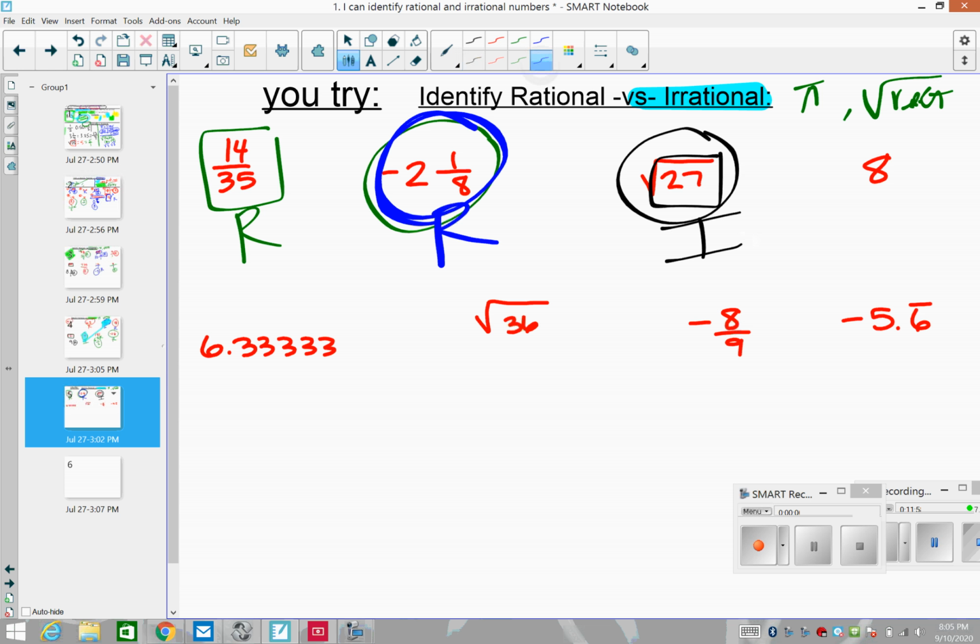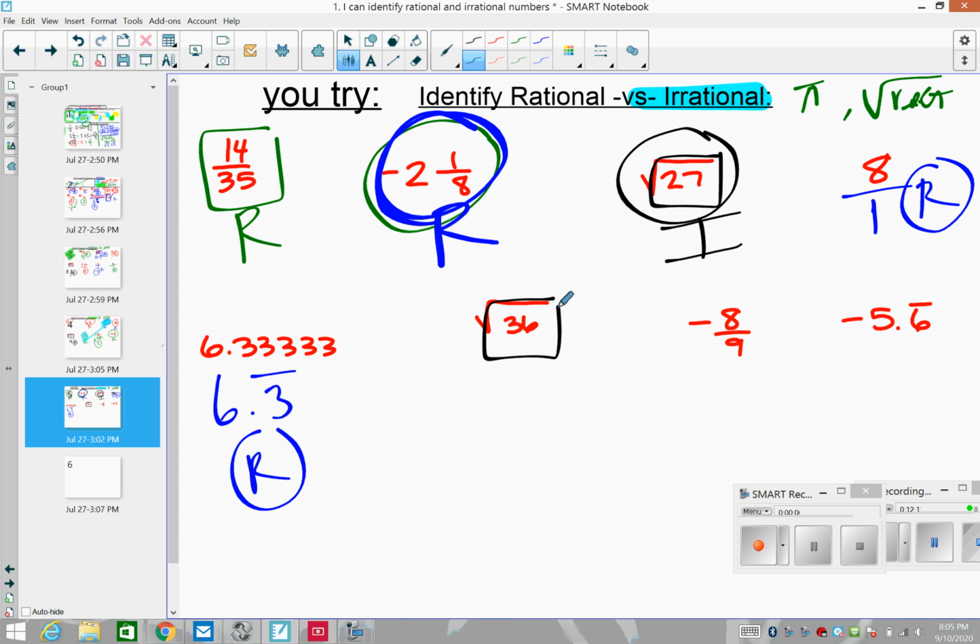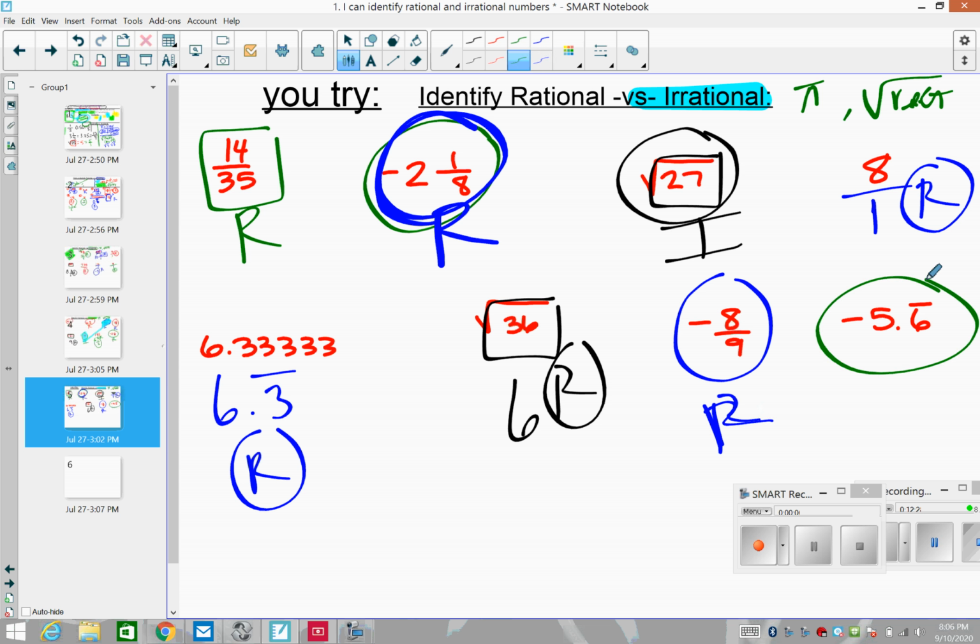Next one, 8 is like 8/1. That's a fraction. That's rational. Next one, we've got a nice, beautiful pattern here. Rational. We like those kinds of decimals. They're pretty. As math teachers, we like them. Next one, square root of 36 is really 6. Boom, that's rational because that can be turned into a fraction. Next one, that is a fraction. Rational. Next one, repeating decimals are beautiful. Rational.